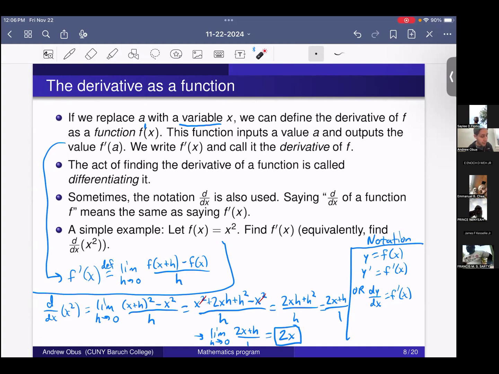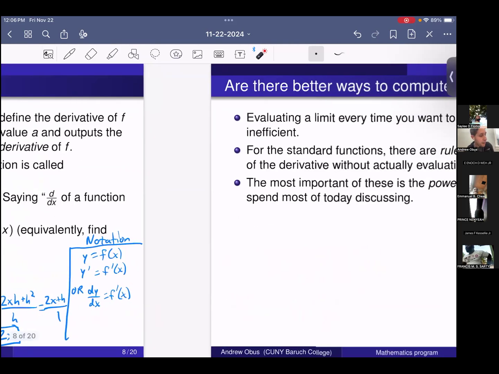Okay, so this is a simple example. And what we want to do is get some rules for being able to take derivatives, so that we don't have to do a limit every single time we want to take a derivative. We want some formulas that will make our lives easier. Okay. And so this is the question.